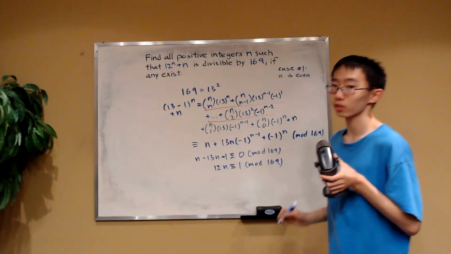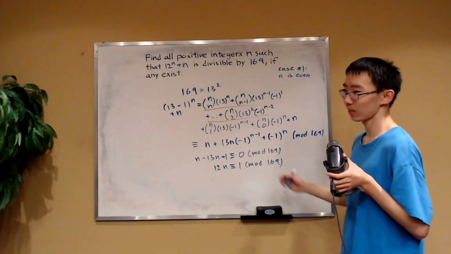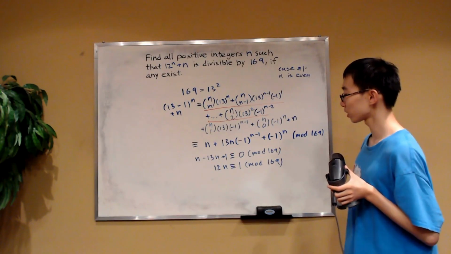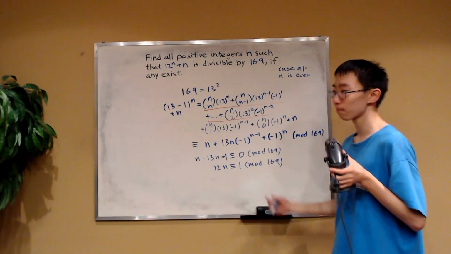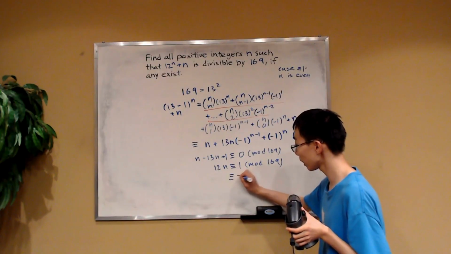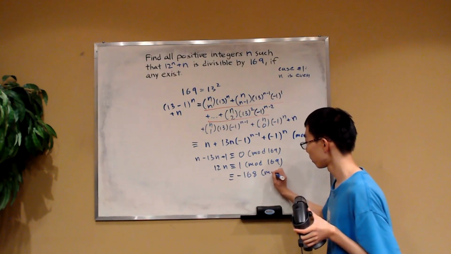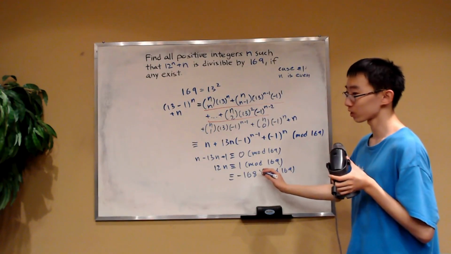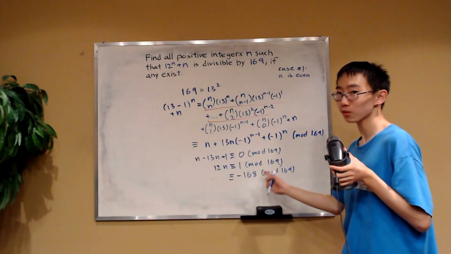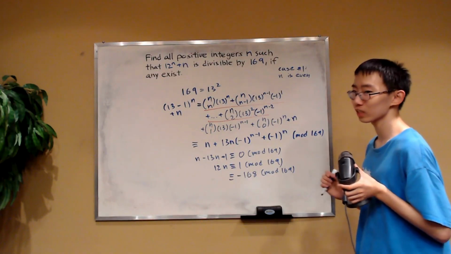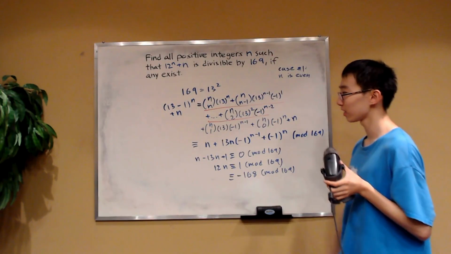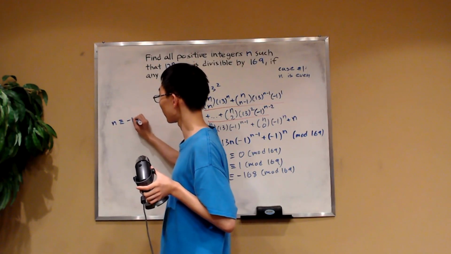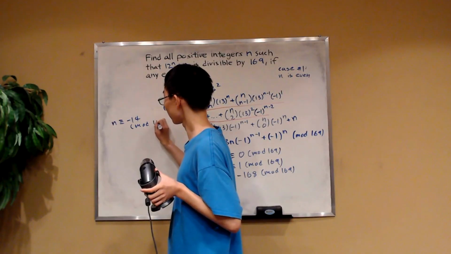And now we need to isolate for n. But saying that n is congruent to 1 over 12 does not make much sense. But thankfully, we can subtract this side by 169, giving us that this is congruent to negative 168, mod 169, of course. So what is the magic of 168? Well, it's divisible by 12. So when we divide both sides by 12, we'll get an integer on this side. So if you do that, you would get that n is congruent to negative 14 mod 169.